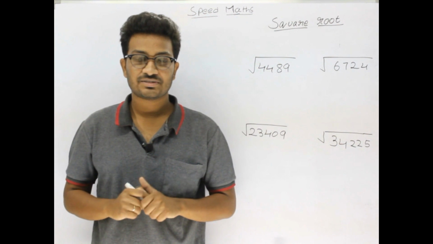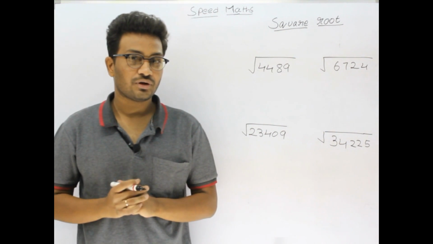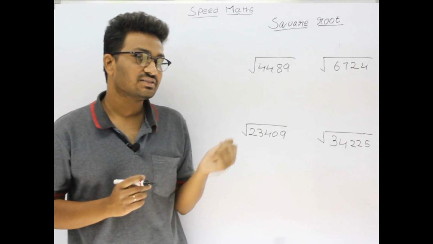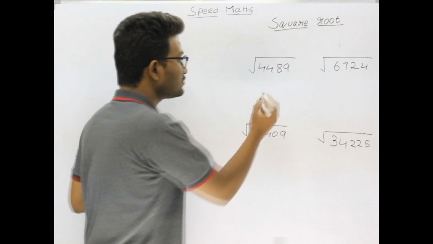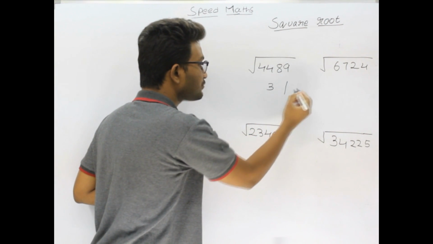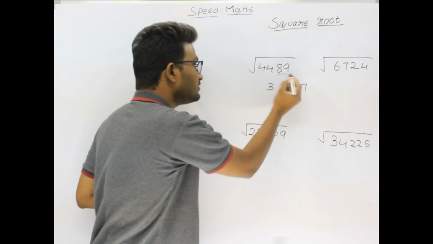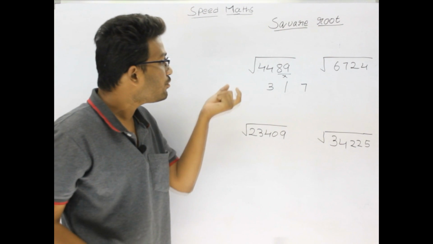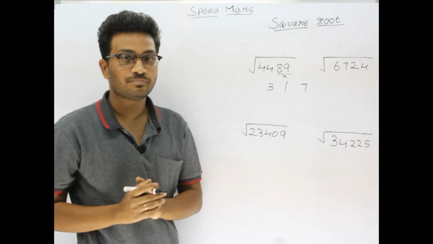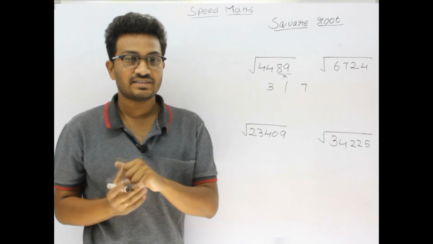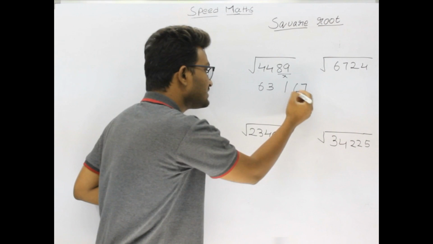Let us see some more examples under square roots. Here we have to find the square root of 4489. As this number ends in 9, the square root will end in 3 or 7. So the first step is that the square root will end in 3 or 7. Now leave the last two digits. And now what is the perfect square which is less than 44? It is 36. So the square root of 36 is 6. So 6 will come in this place.